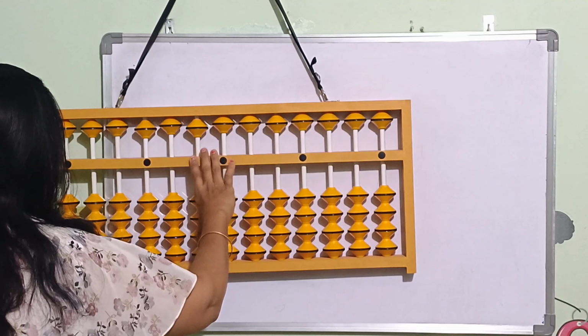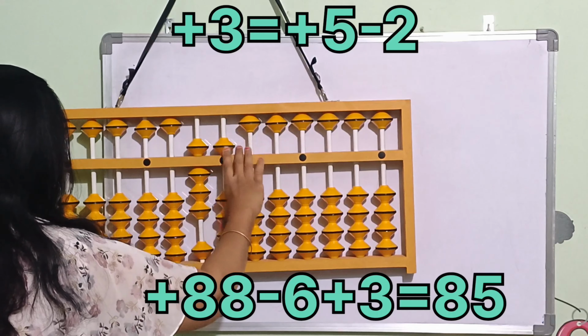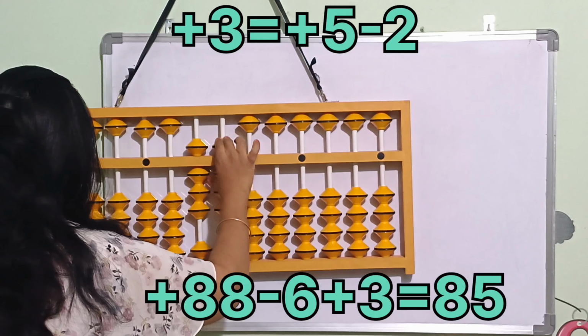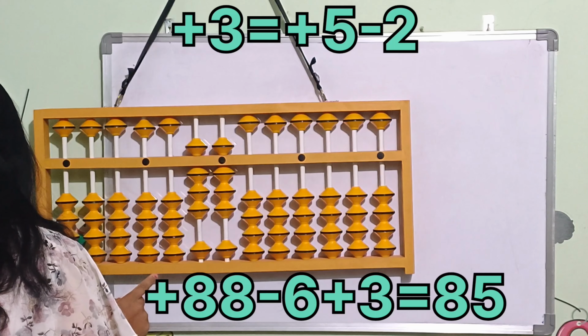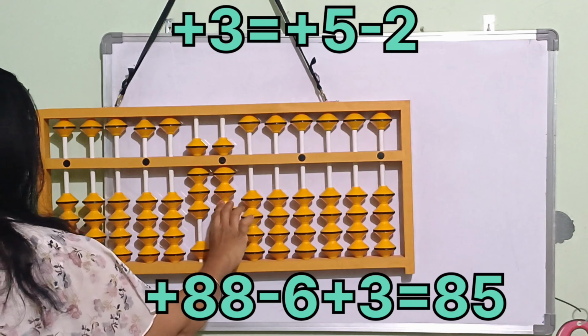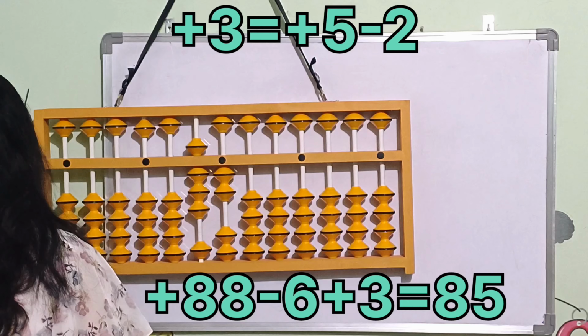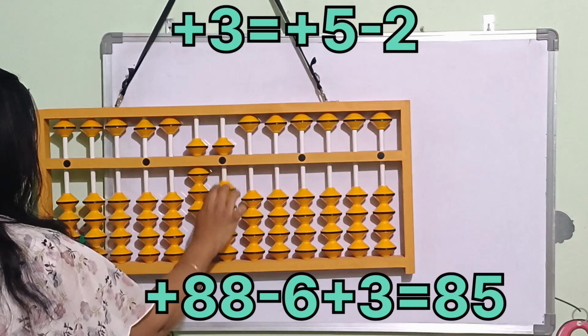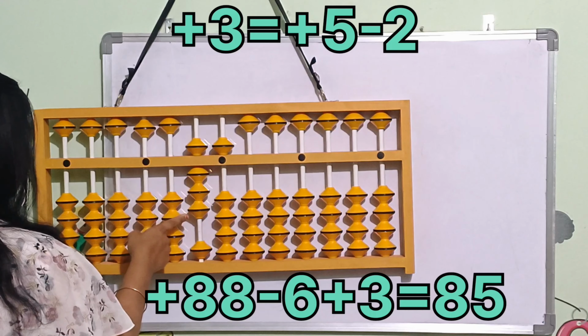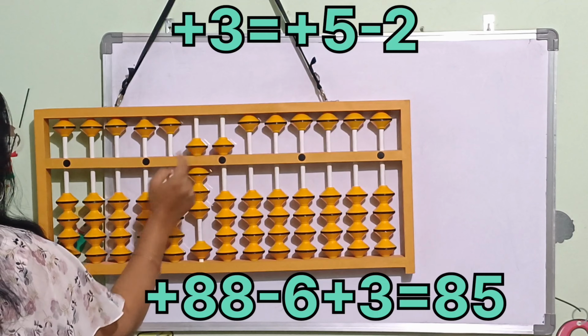Add 3 formula is equal to add 5 less 2. Add 88. This is our first question of add 3 formula. Add 88 less 6. Add 3. For add 3, add 5 less 2. Answer is 85.